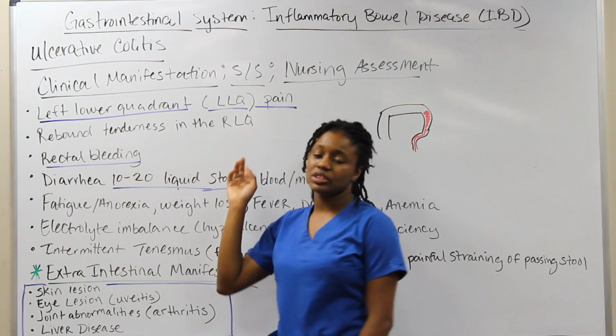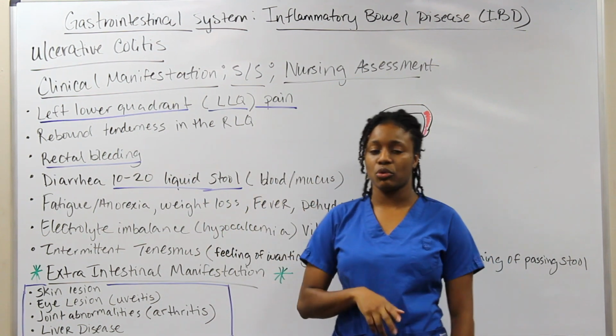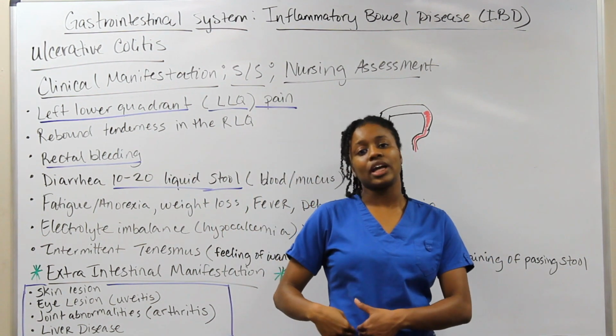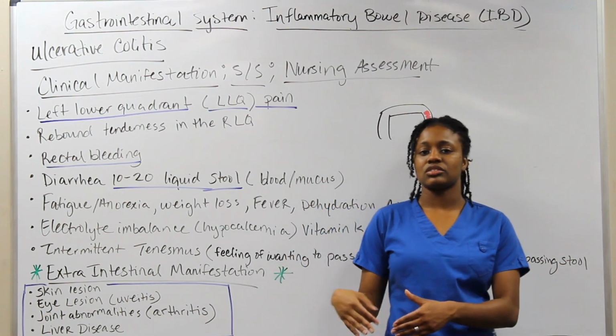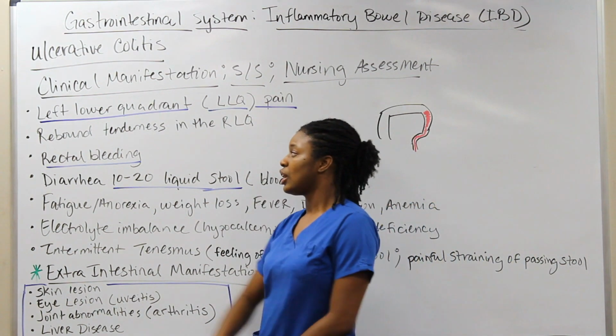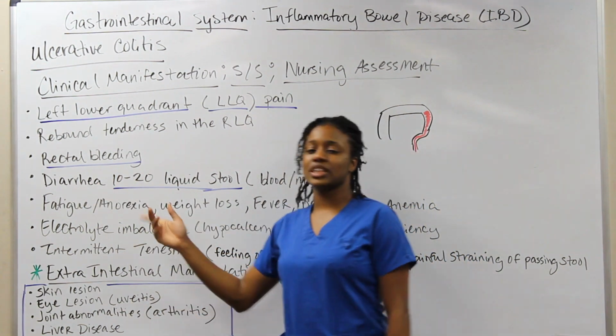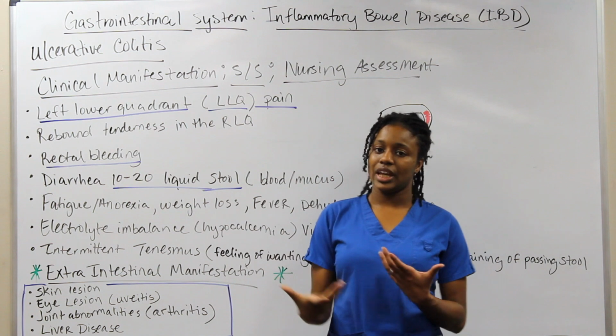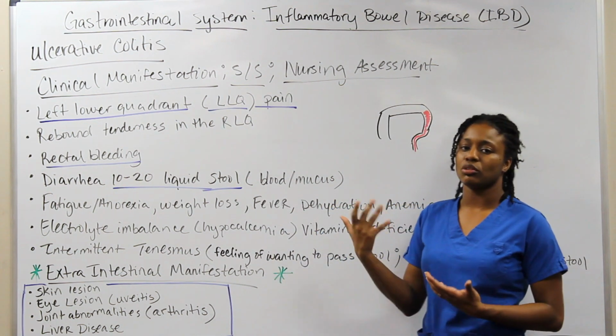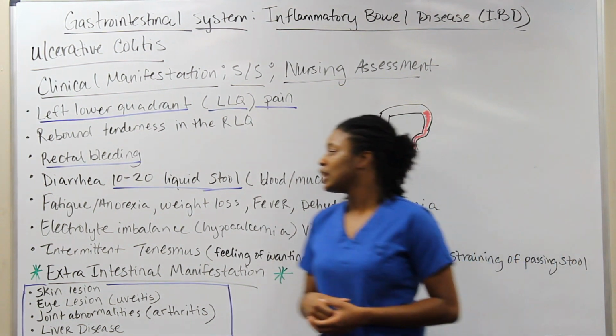You're going to have a rebound tenderness on the right, left quad. So when you palpate the right, you're going to have a rebound tenderness on the right lower left quad. You may have rectal bleeding, right? You are going to have diarrhea, either 10 to 20 liquid stools for the day, and within the stool you may have blood or mucus.